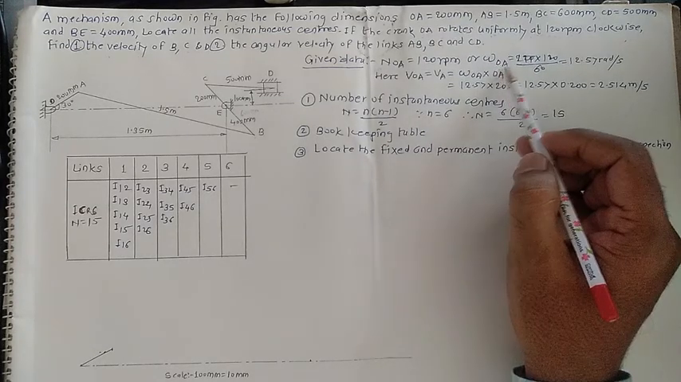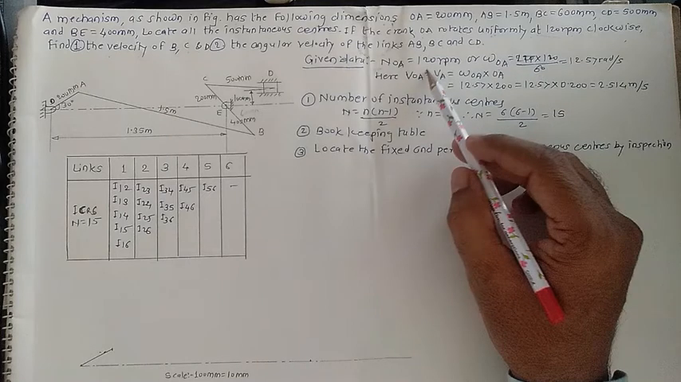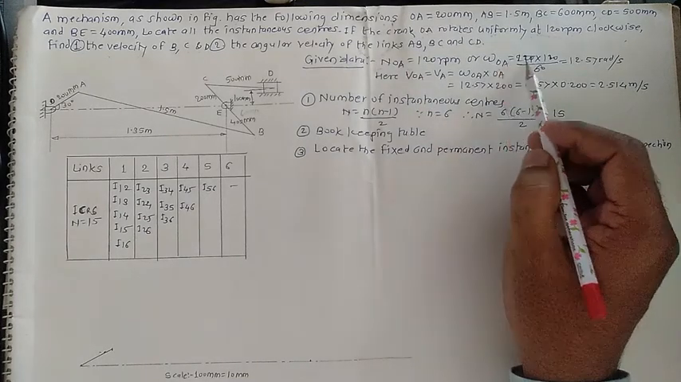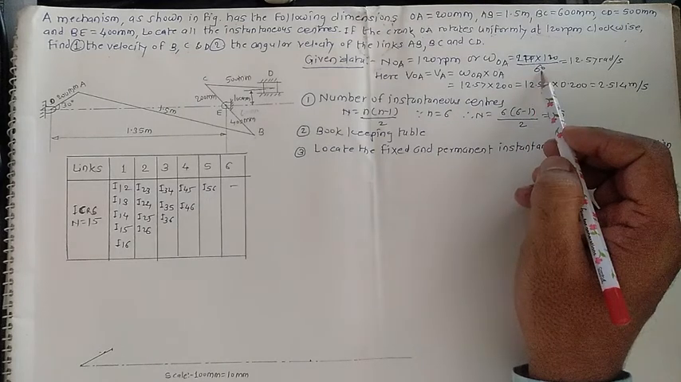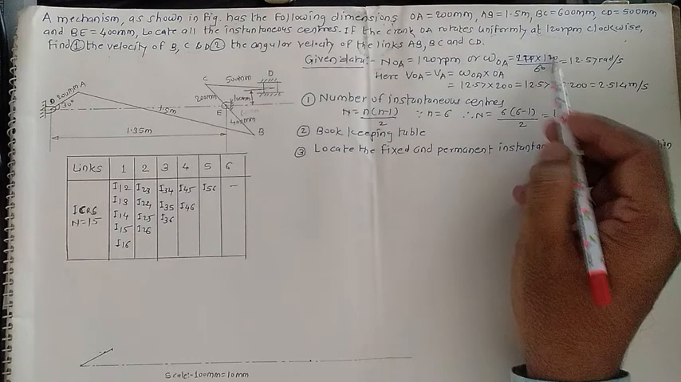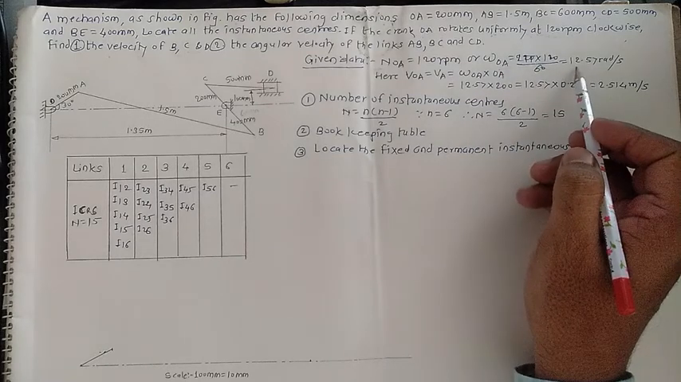We know the relation between angular velocity and speed in rpm. Omega equals 2 pi N divided by 60. This is the basic formula. So 2 pi N, with N as 120, divided by 60. Doing the calculation, you get the value as 12.57 radian per second.